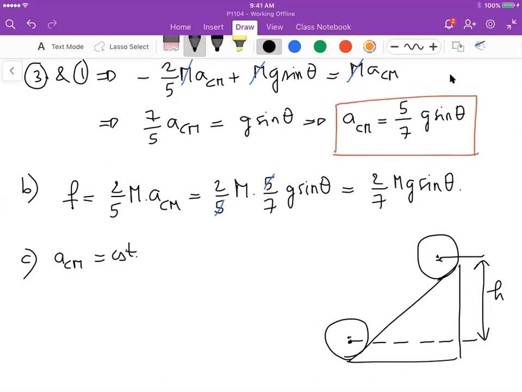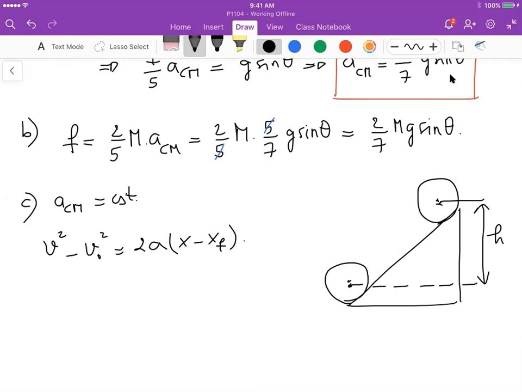So we can actually apply one of the equations that we have derived for a uniformly accelerated rectilinear motion, which is v final squared minus v initial squared is equal to 2a times (y minus y final, or x minus x final). Okay, 2a (x minus x final).